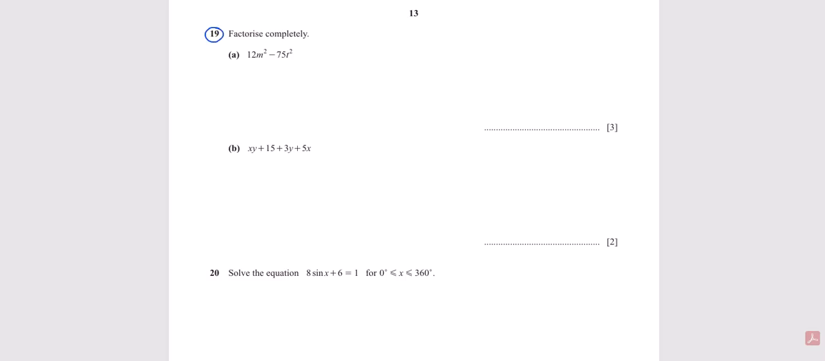Question number 19. Factorize completely 12m squared minus 75t squared. If we take 3 common from these terms, the remaining is 4m squared minus 25t squared. 4 is a complete square, a square of 2, so (2m) squared minus, and 25 is also a square of 5, (5t) squared.